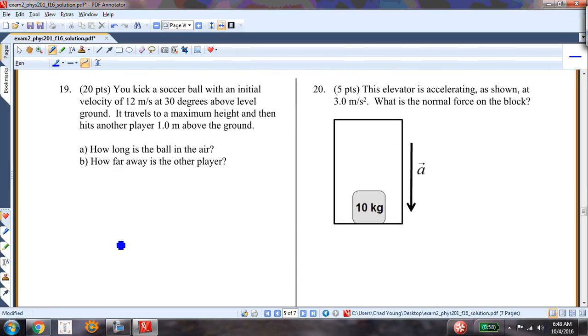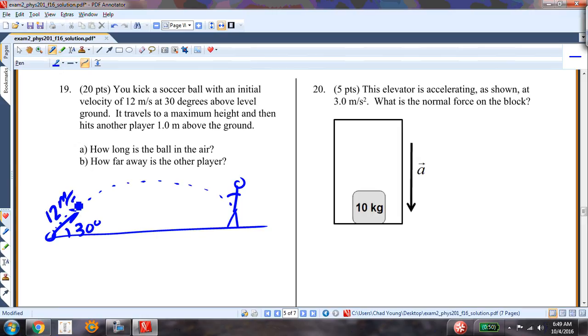All right, you kick a soccer ball with an initial velocity of 12 meters per second at 30 degrees above level ground. It travels to a maximum height and then hits another player 1 meter above the ground. So here's my other player. I have this soccer ball. It follows a path that looks something like that before it hits the other player. And I know that the angle here is 30 degrees, and this is 12 meters per second. I want to know how long the ball is in the air and how far away the other player is.